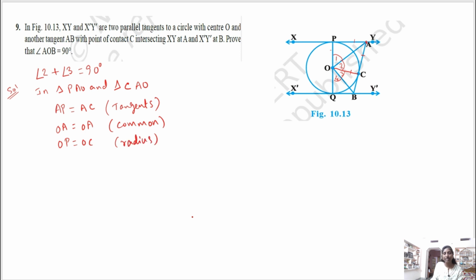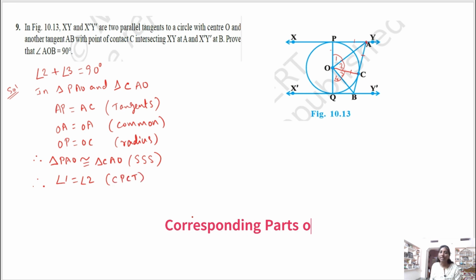Okay, so we can write that triangle PAO is congruent to triangle CAO. Okay, by which rule? Side, side, side. SSS congruency criteria. So now I can write that angle 1 is equal to angle 2. Why can I write this? Because I am using CPCT, corresponding parts of congruent triangles.